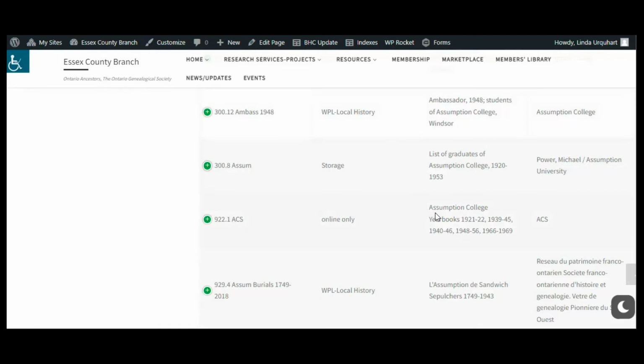However, the Assumption College yearbooks from 21 through to 69 are online only. And this is because with the yearbook project, we scanned yearbooks that were either donated to the branch or they were just borrowed by the branch. And those that were borrowed were returned to the owner. So the scanned information is online only. But we did receive some donations from books such as Harrow High School, and they can be found both online as well as in the library.